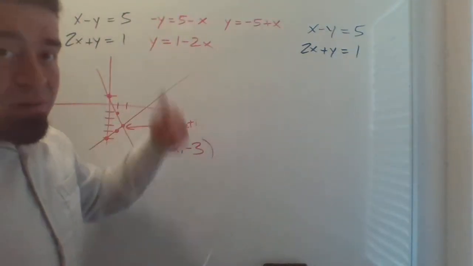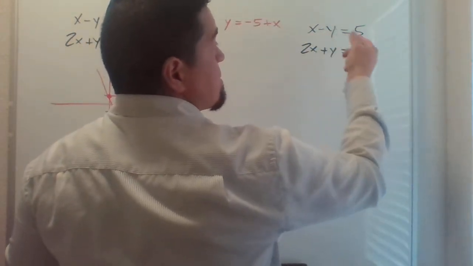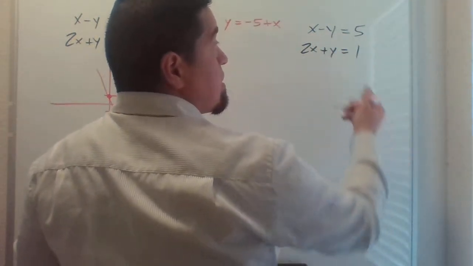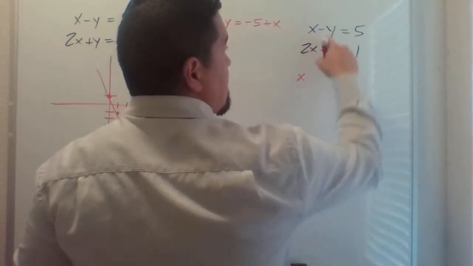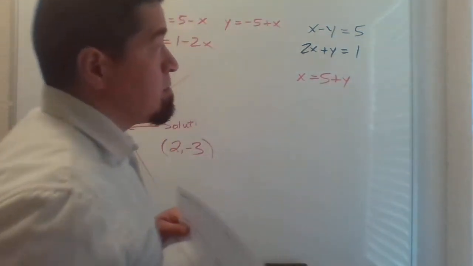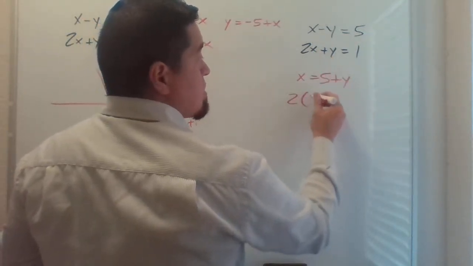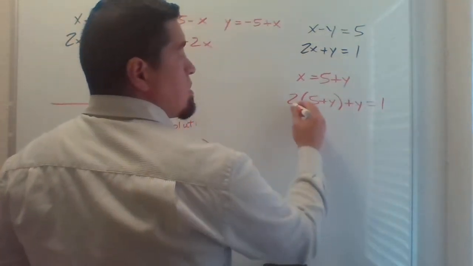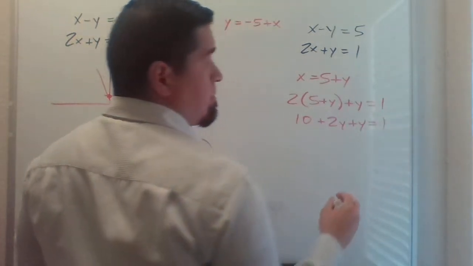The idea is solve for one of the variables. So if you look at these 4, which one's easiest to solve? Probably I can solve for x pretty easily, and I can probably solve for this y pretty easily. So I'll just choose to solve for the x, okay? So x, I'm going to have to add y to 5. So it's 5 plus y. And then now that I have x equals 5 plus y, I'm gonna substitute 2 times 5 plus y, plus y equals 1. So it's 10 plus 2y plus y equals 1.